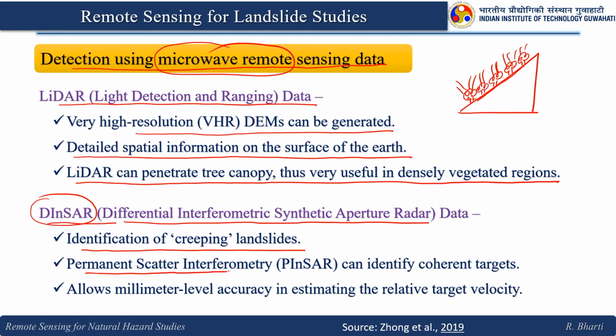Permanent scatter interferometry (PSInSAR) can identify coherent targets. It allows millimeter level accuracy in estimating the relative target velocity.